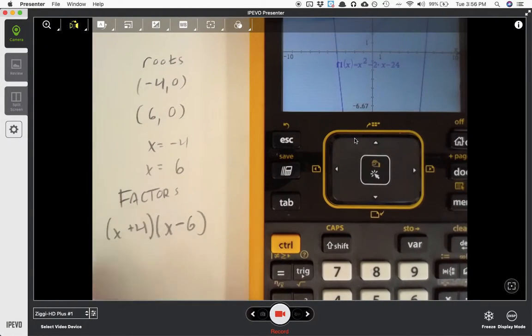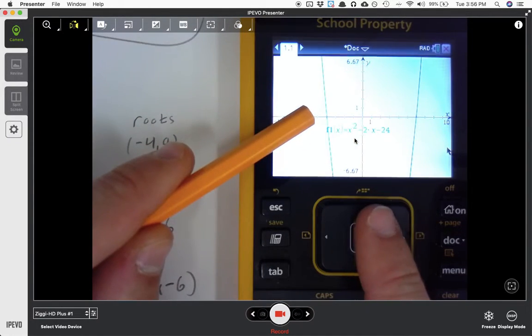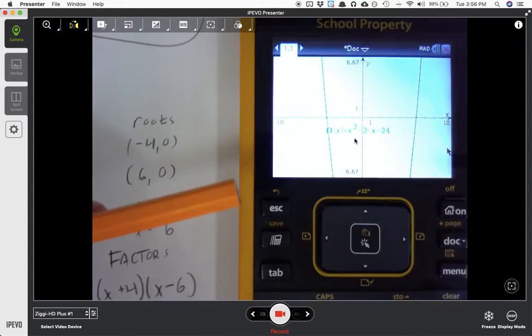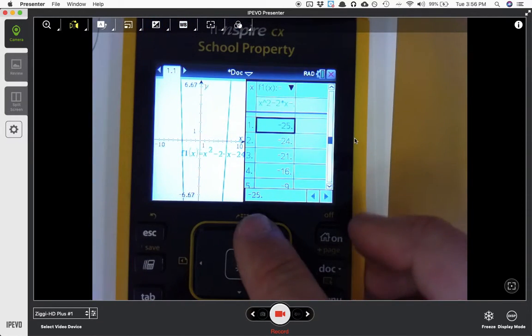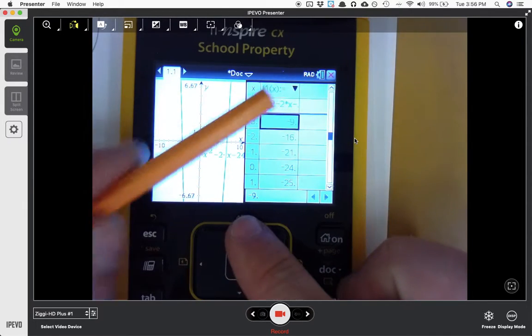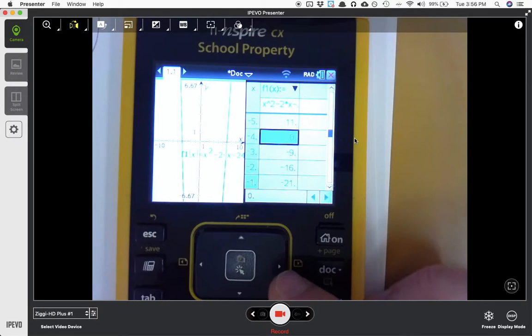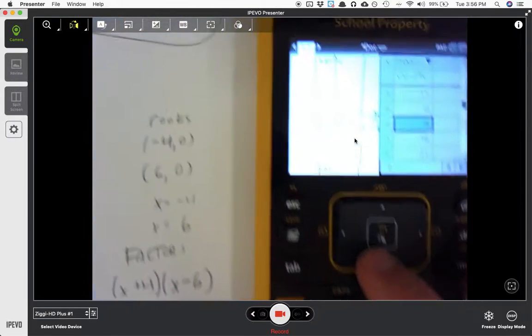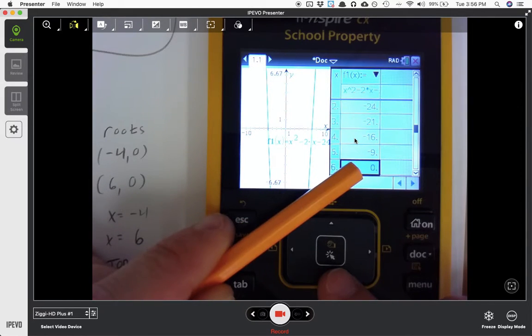One more thing I should point out. If your calculator doesn't show the roots showing up on the screen, you can always hit Control T to get the table of values. And whenever I see 0 in the y, that's a root. Negative 4, 0 is a root, right? And then we should be expecting 6, 0 also. So let's see, 6, 0 is a root.